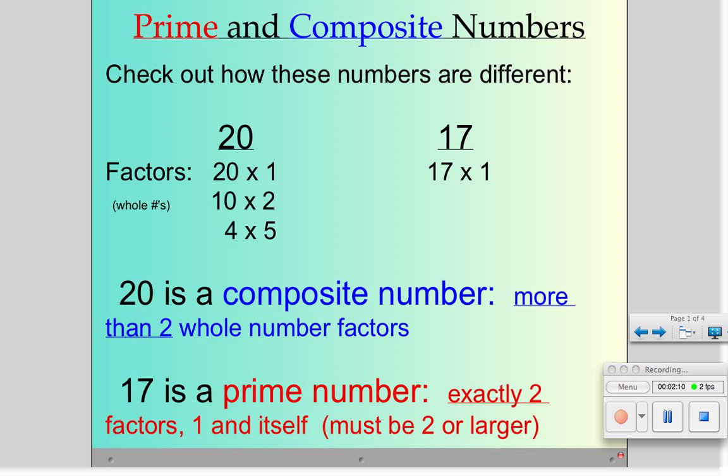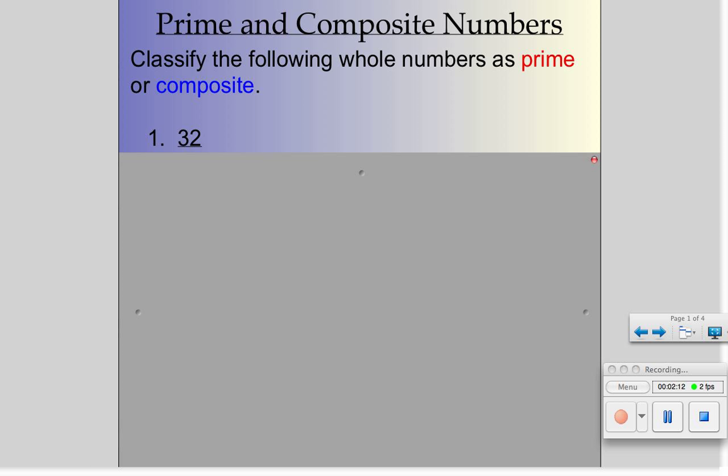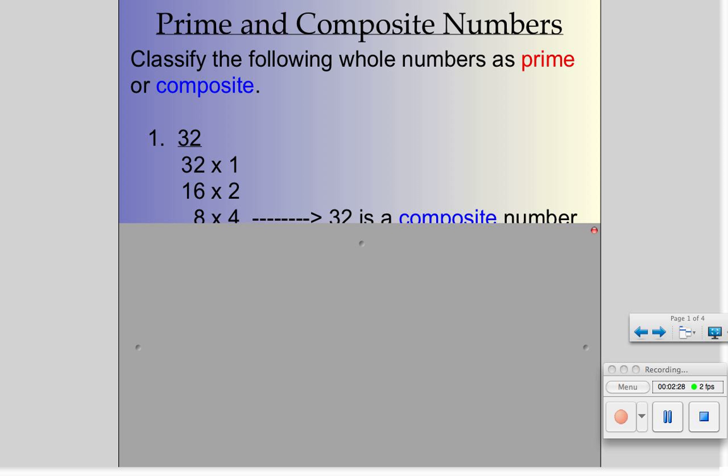Okay, so we're going to look at some examples here, and we're going to classify these as prime or composite numbers. Our first example is 32. Now, 32 is an even number, and that's something that we'll have to talk about in a second here. But as I scroll down, we're going to see that 32 has multiple factors. We can do 32 times 1, 16 times 2, and 8 times 4. So you can see there's definitely more than 2 factors here. Therefore, 32 is a composite number. It's composed of many different factors.